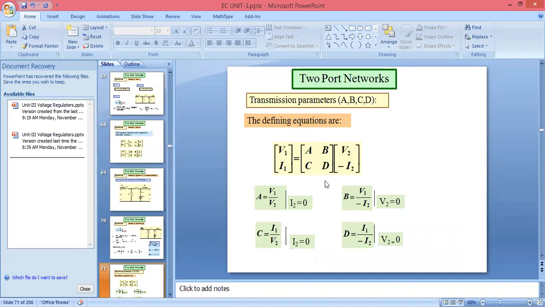If we are supposed to find the values of ABCD parameters, we know that in the ABCD transmission network, the voltage across port 1 and the current flowing through port 1 will be dependent. So V1 and I1 will be dependent on V2 and I2. So you can take V1, I1 equal to ABCD times V2, minus I2. You will get these equations. You can write these equations in the form of ABCD.